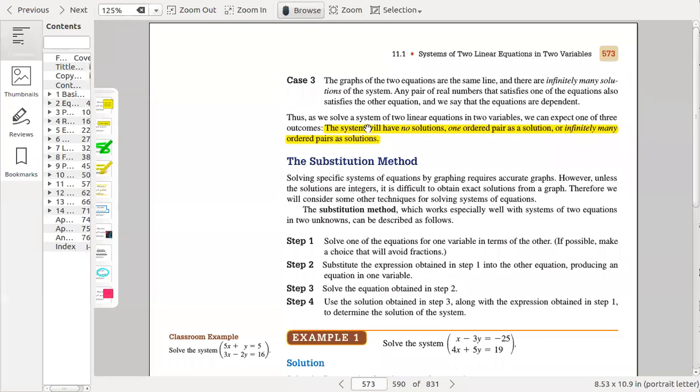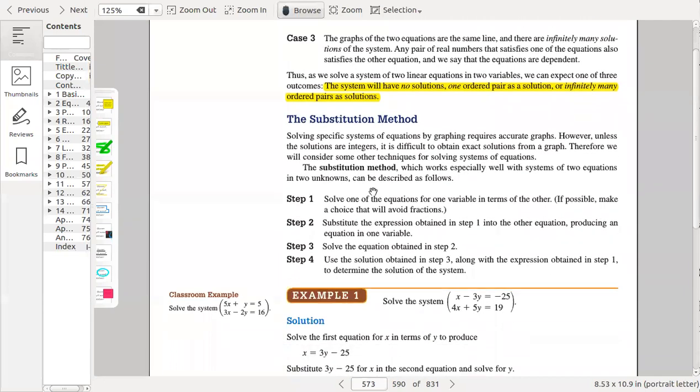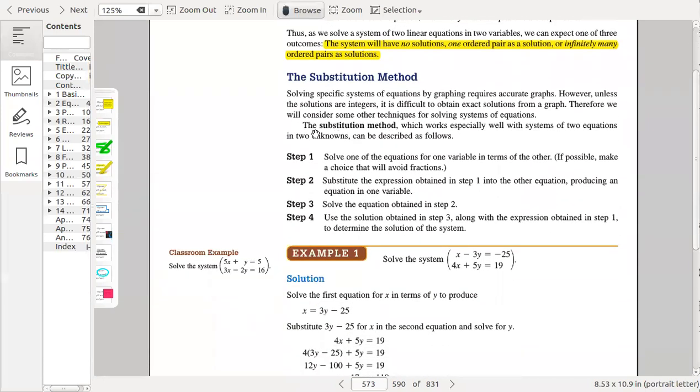Thus, as we solve a system of two linear equations in two variables, we can expect one of three outcomes. The system will have no solution, one ordered pair as a solution, or infinitely many ordered pairs as solutions. Okay, so you need to remember these three situations, and it is easy to identify whether the given system has a solution or not. So next is the substitution method.